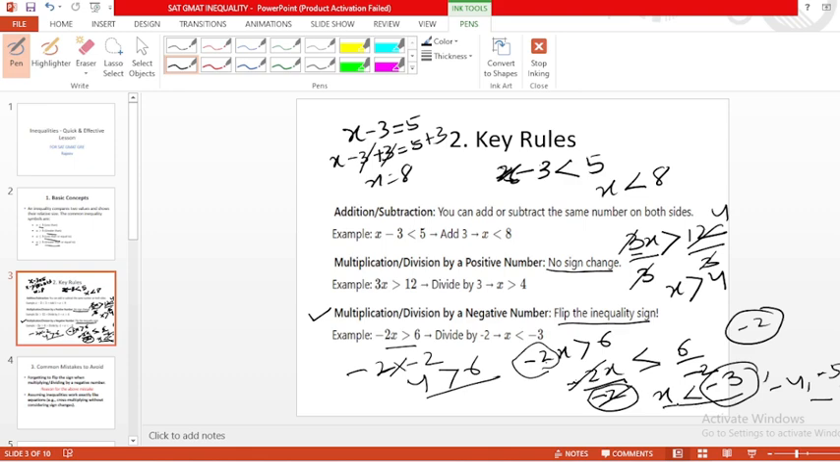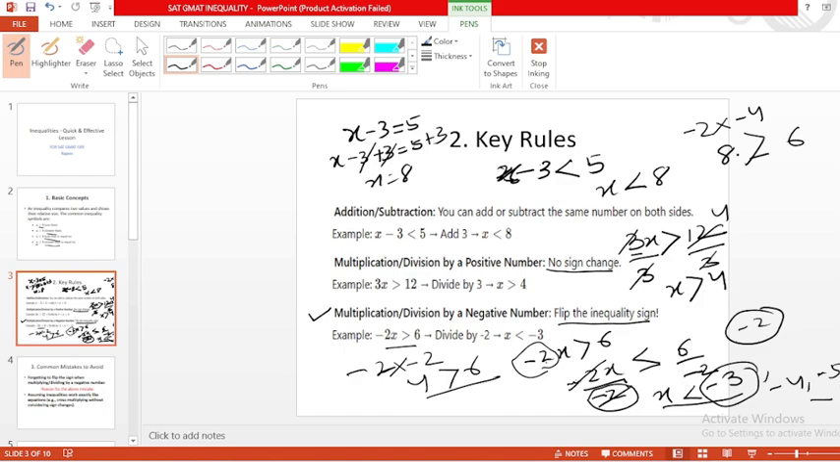But if you take any value, because x should be less than -3, so if you put any integral value less than -3, suppose let's put -4. So we get -2 multiplied by -4. What happens? Minus minus becomes positive, and you see this side is 6. So yes, the inequality is solved.